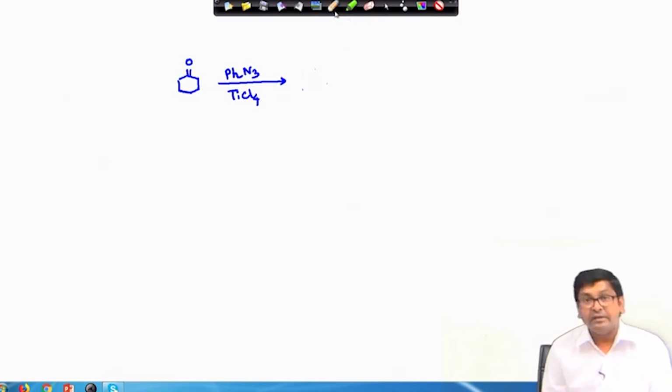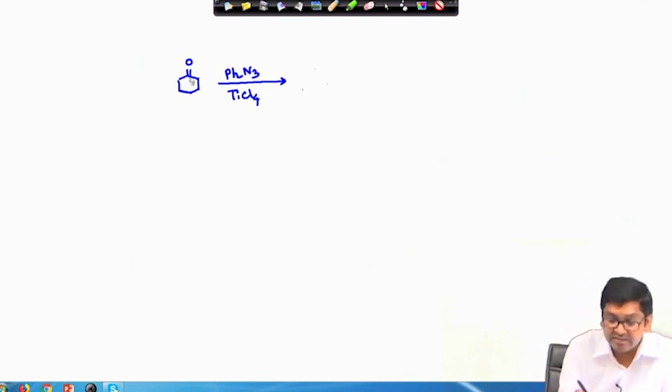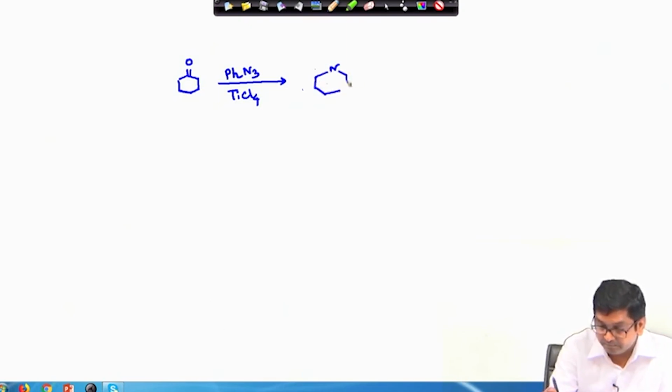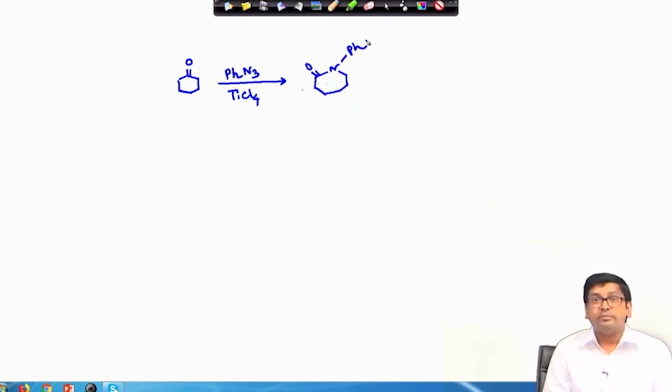definitely in this case the ring size will increase, because due to the 1,2 migration, as this is a cyclic starting material. So, due to 1,2 migration, the ring member will be increased by 1. That means, if it is here a 6 member ring, it will become a 7 member ring. So, in this case one, 2, 3, 4, 5, 6, 7. So, this will be the corresponding lactam product.